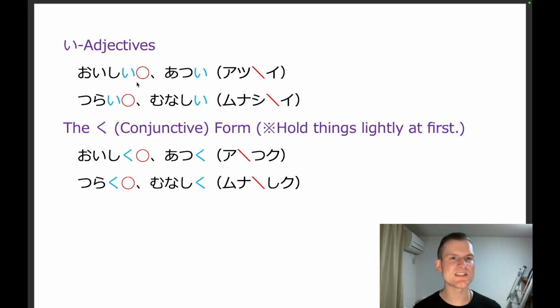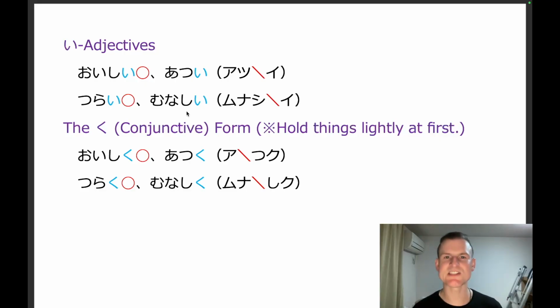Okay, so we have oishii. Remember, this circle means that this is a flat pitch accent word. Oishii means delicious, and it ends in an i. Next we have atsui, which means hot, like hot outside, hot to the touch. We have the accent over here. Once again, this ends in an i. Then we have tsurai, also flat pitch, which means hard, unbearable, something like that.